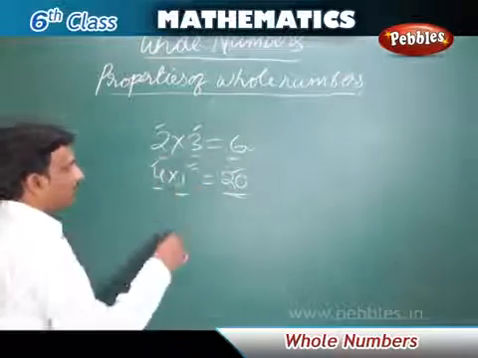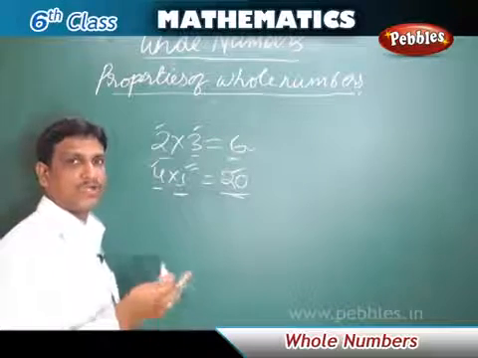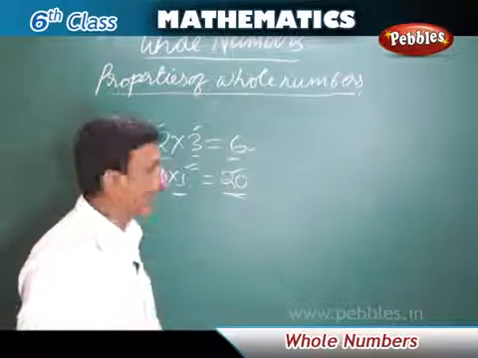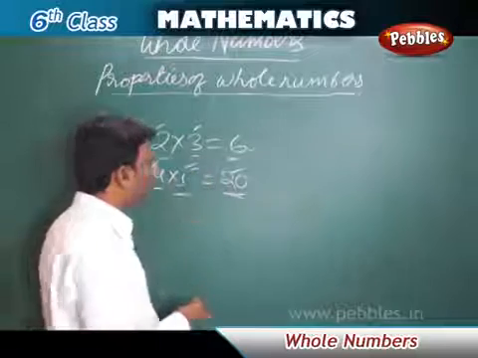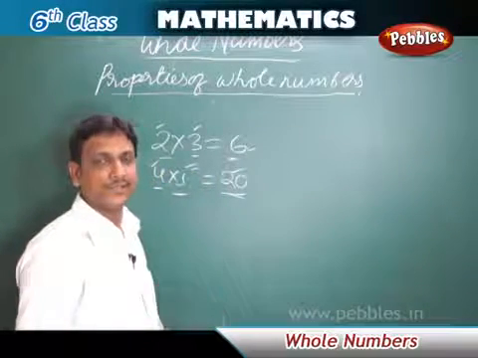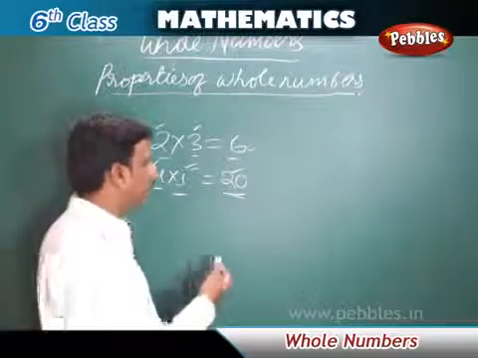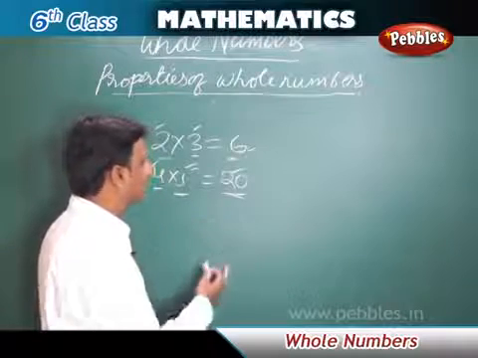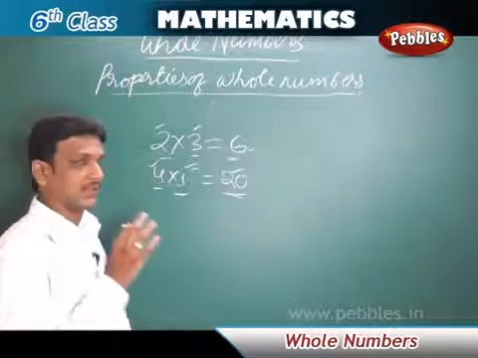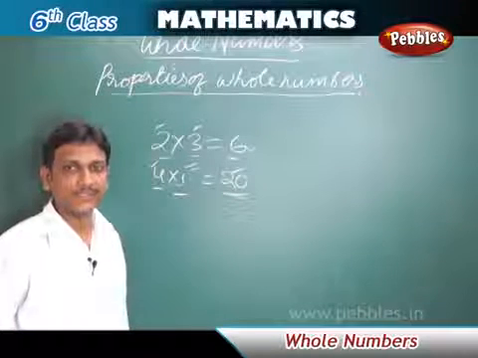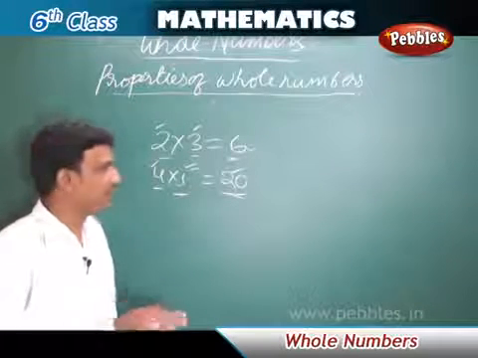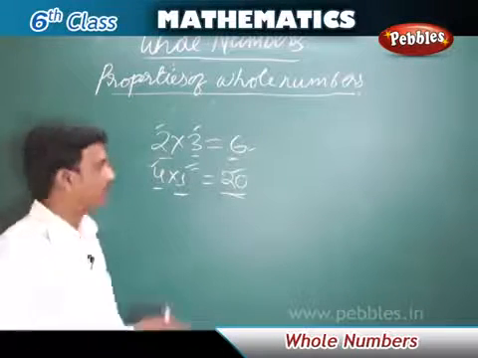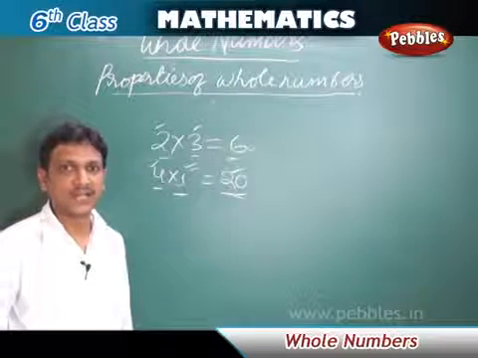So here in the previous one we have seen that the sum of any 2 whole numbers gives rise to a whole number. Even here the multiplication of any 2 whole numbers gives rise to a whole number. So what we can say from these 2 examples, we can say that the collection of whole numbers is closed under addition and multiplication. But this is not possible in subtraction and in division.